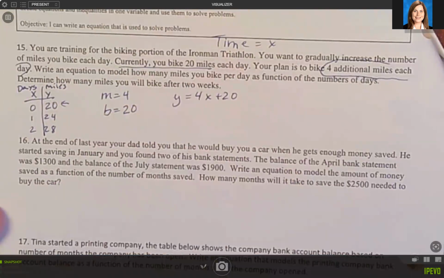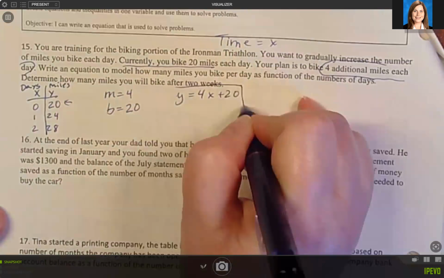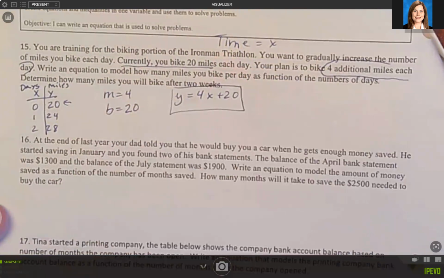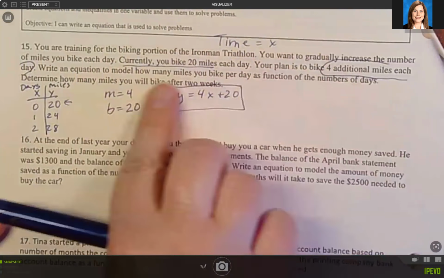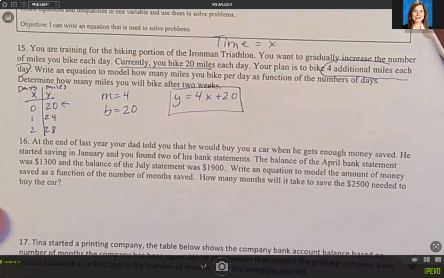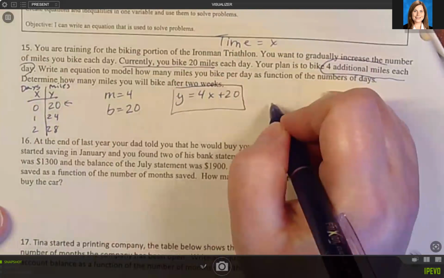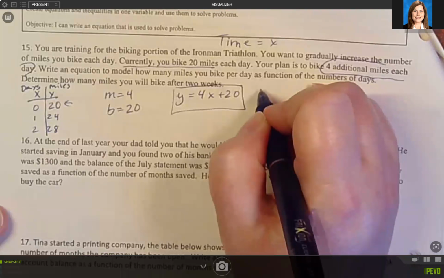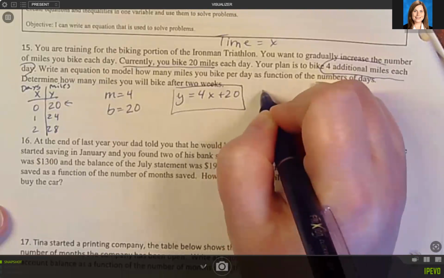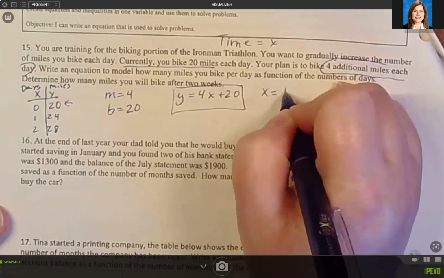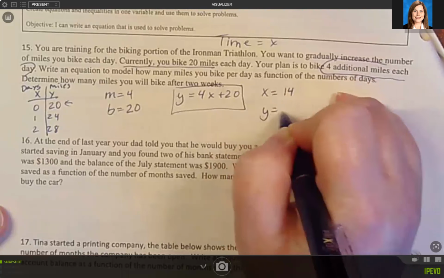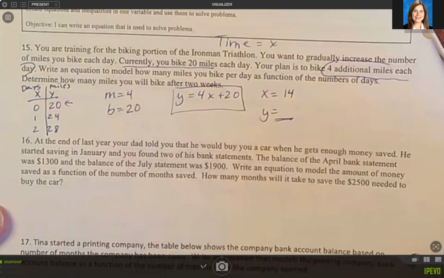And then it asks us to determine how many miles you will bike after 2 weeks. We're assuming that they're training 7 days a week. We're not told otherwise, so we're going to assume that a week is defined as 7 days, and they're increasing 4 miles per day each day. So when x is equal to 2 weeks, 14, we solve for y. That's the value we're being asked to find.